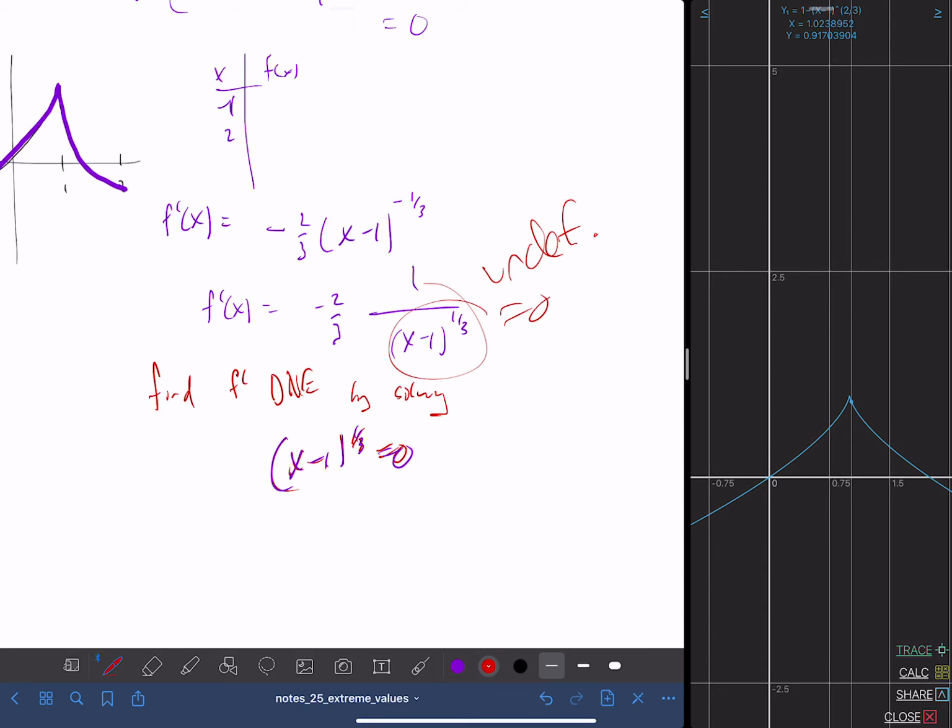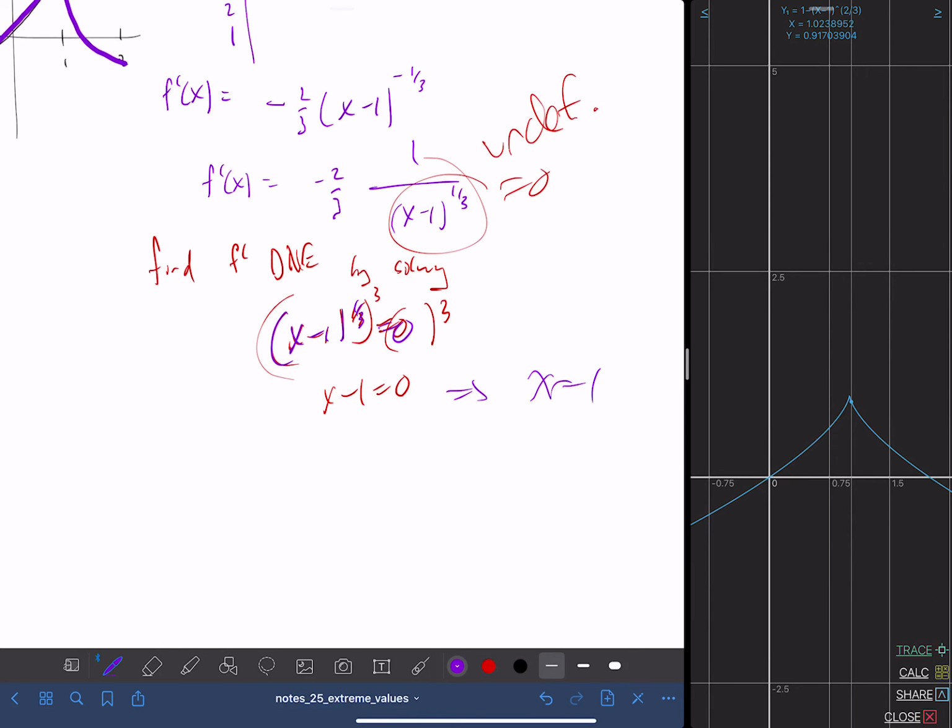So let's cube both sides to get rid of that 1/3, right? Because 1/3 to the 3 equals 1. So now I've got x minus 1 equals 0, which implies that x equals 1. So we'll add that to our list of critical points in our table.